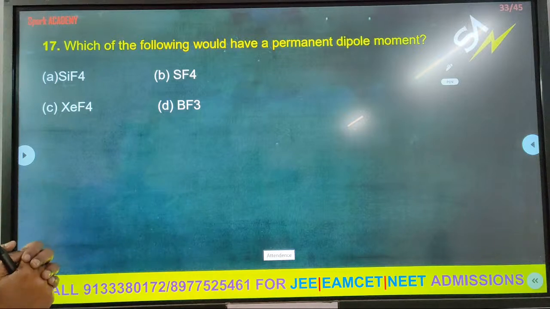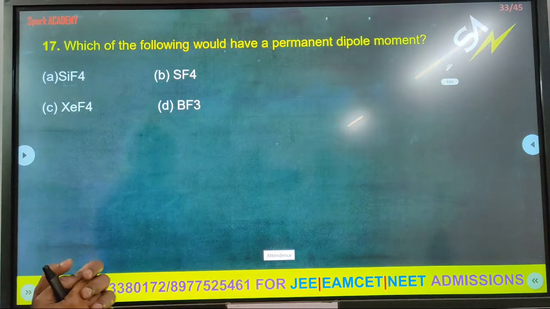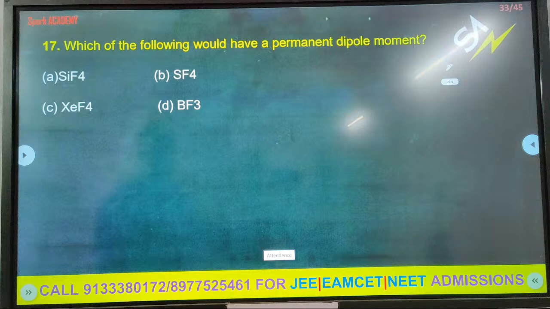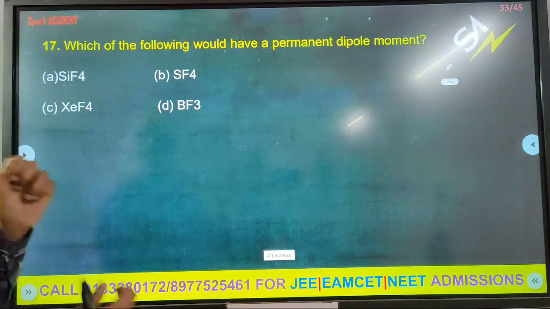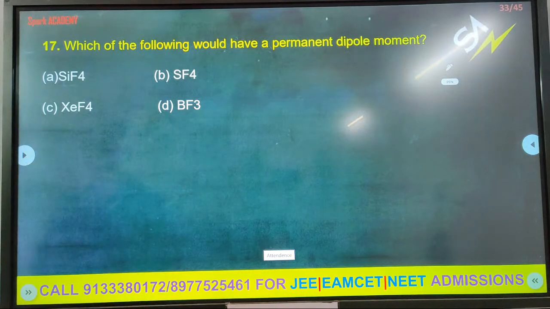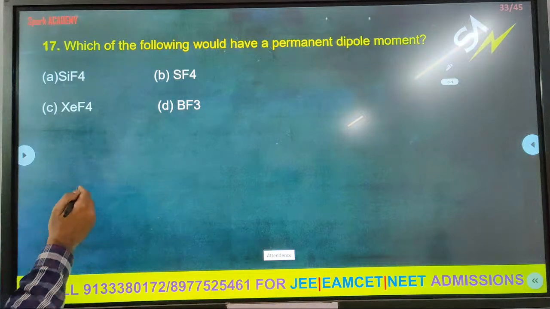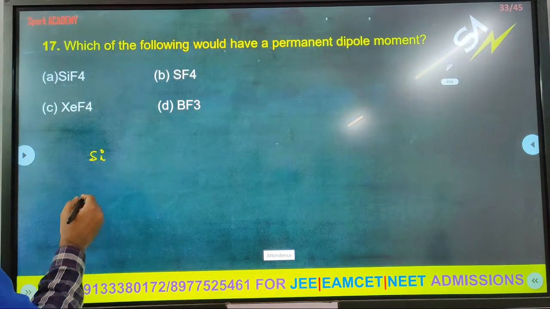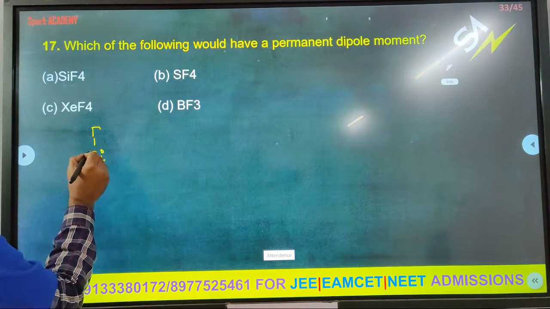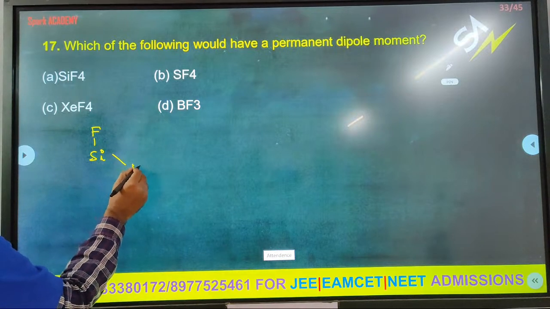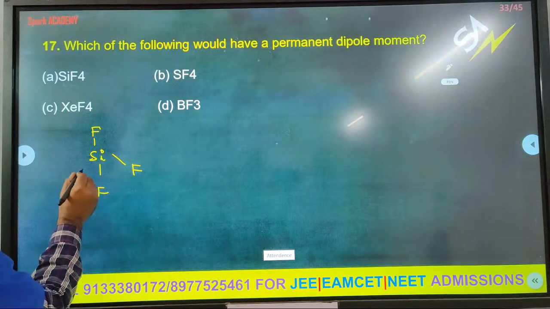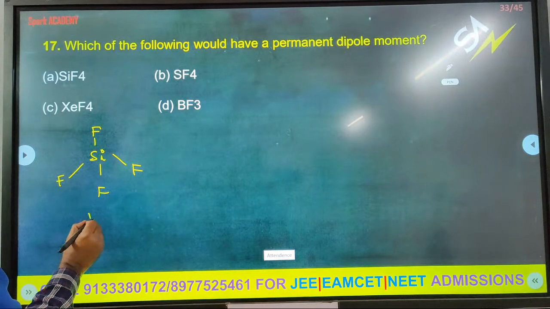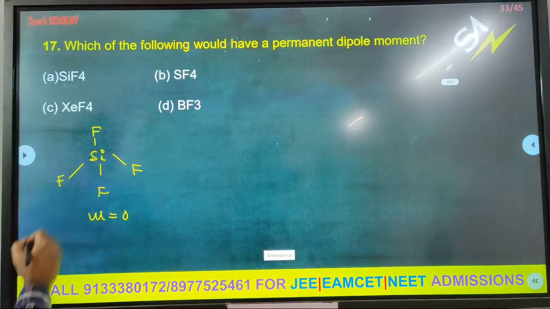In which of the following would there be a permanent dipole moment? Which one has a permanent dipole moment here? That is very important. This also depends on geometry. Now we draw the structure. First one, silicon tetrafluoride. It is a symmetrical molecule, so mu is equal to 0.